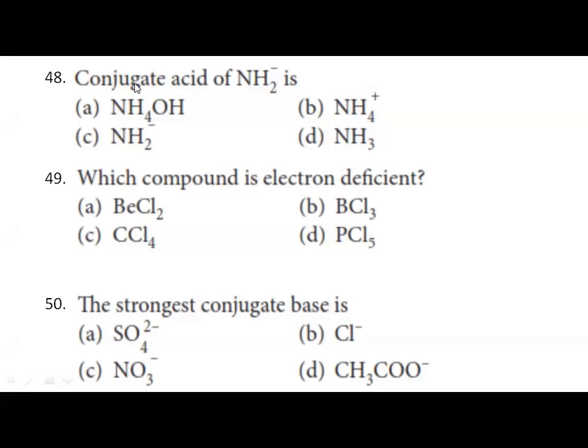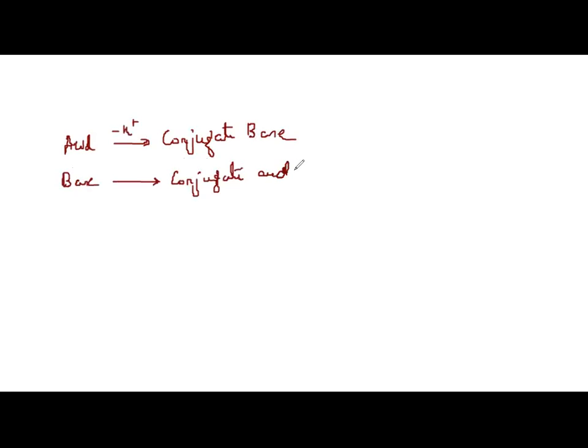48th question: the conjugate acid of NH2 minus is NH4OH, NH4 plus, NH2 minus, or NH3. We have studied how to write a conjugate acid or a conjugate base. For an acid, to write its conjugate base, we remove one H plus and it becomes the conjugate base. If a base is given and you want to write the conjugate acid, how do we write it? We add one H plus ion, correct?